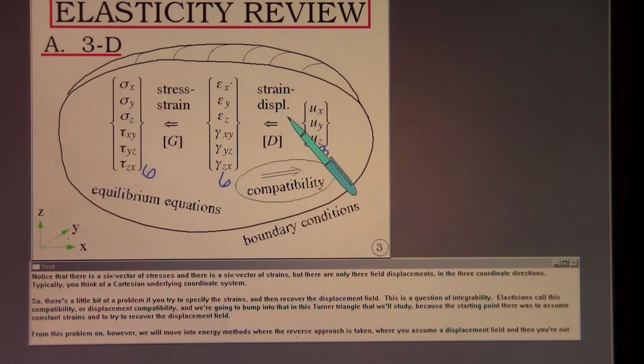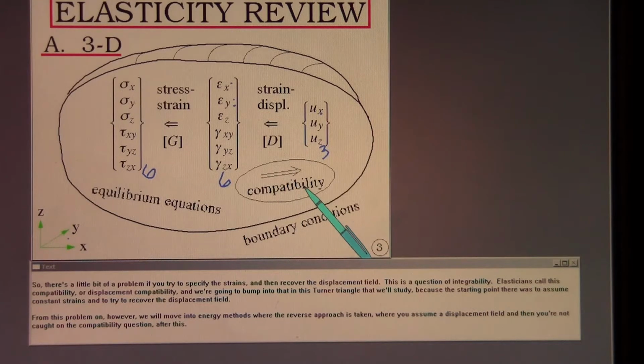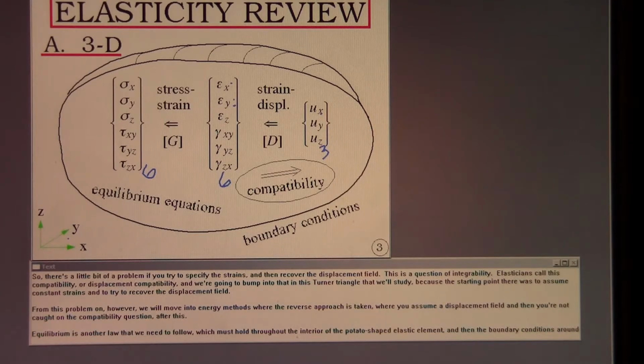So there's a little bit of a problem if you try to specify the strains and then recover the displacement field. This is a question of integrability. Elasticians call this compatibility or displacement compatibility. And we're going to bump into that in this Turner triangle that we'll study, because the starting point there was to assume constant strains and to try to recover the displacement field. From this problem on, however, we will move into energy methods where the reverse approach is taken, where you assume a displacement field and then you're not caught on the compatibility question after this.